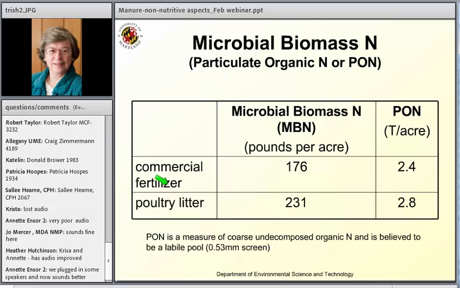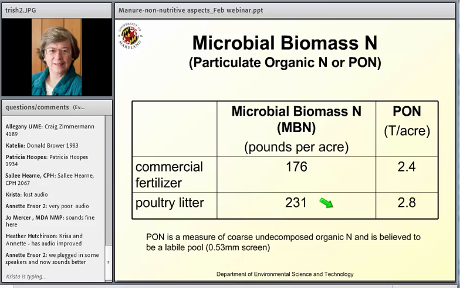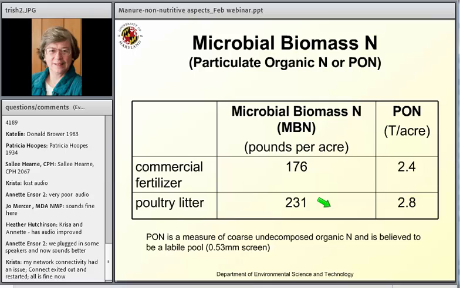And in this case, we're looking at the microbial biomass nitrogen from the commercial fertilizer treatment and from the poultry litter treatment. And you can see that in terms of pounds of microbial biomass nitrogen at the end of 10 years of these treatments, there was far more than there was microbial biomass in the commercial fertilizer treatments that had gotten the same amount of N, P, and K. Right? So here's a pretty good indication, a measurement actually, of the effect of 10 years of poultry litter on microbial biomass.